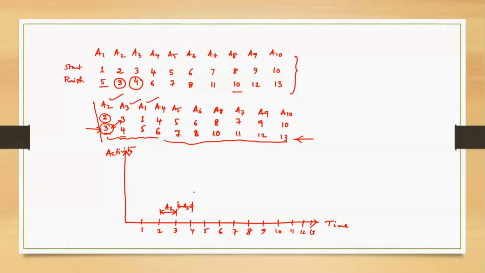Then I'll go for A4. Yes, A4 I can take, because A4 starts from 4 and ends at 6. So 4 to 6, this slot is booked by A4. In this graph, I am only showing those activities which are non-interfering, not all other activities. So A1 cancelled, A4 accepted. Once A4 is accepted, I cannot consider A5 because A5 starts from 5, but A4 is continuing from 4 to 6. 5 is in between 4 and 6. So once A4 is in the schedule, I cannot consider A5. There will be an interference.